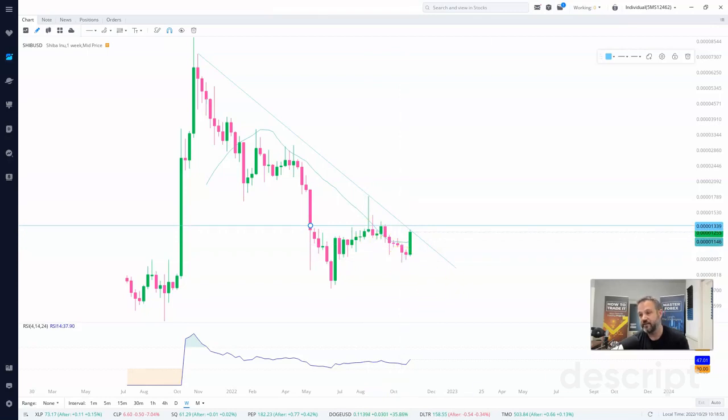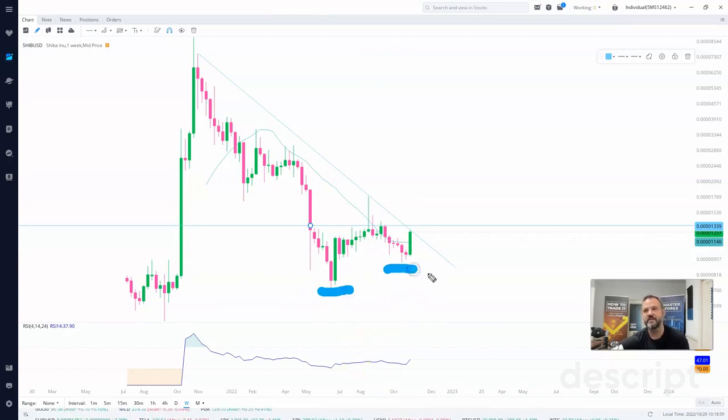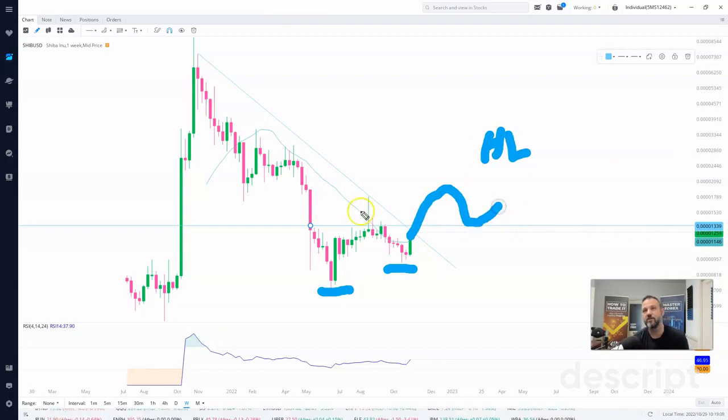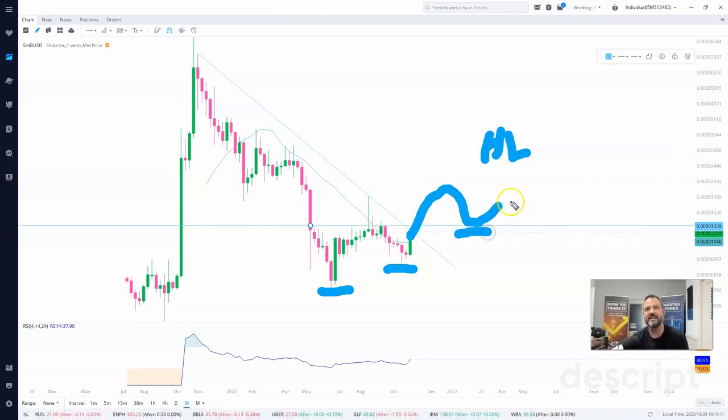Okay. Another thing that we're looking at here is we're building a low right here and then this low. So what is this called? This is called higher lows. So when we get higher lows, we might come back up and then down, and then we create another higher low, right? And when we start seeing higher lows, we get an uptrend developing.